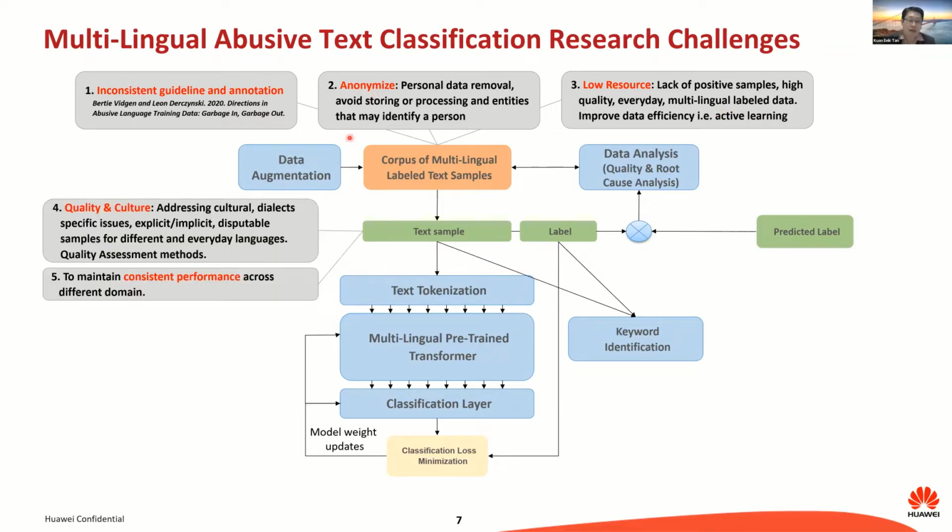Another aspect is quality and culture. Because we are dealing with user-generated data, there is a lot of informality and varied backgrounds. Even within the same group, an individual's upbringing affects the dialect and the way they express things, and it could be explicit, implicit, or disputable in nature. Therefore, we need to design a quality assessment method to identify these problems so that we can tackle them separately. It's also important to build a consistent, generalized model that performs consistently across different domains.